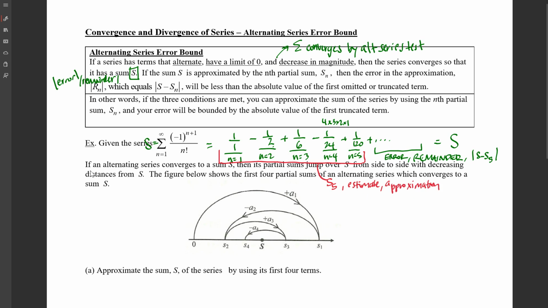All right, so in an alternating series, if this alternating series converges, which it must converge for us to use this error-bound principle, then what we know is that the terms alternate, which they do: plus, negative, plus, negative, plus. They have a limit of 0, which means the numbers are approaching 0, and they also decrease in magnitude. And this picture here is a good picture of what's going on. So what's happening is, as we add more and more numbers, we get closer and closer to S. Isn't that right? And the fewer numbers we have, the further away we are from S.